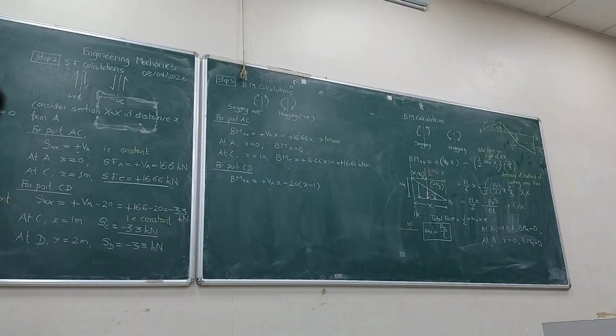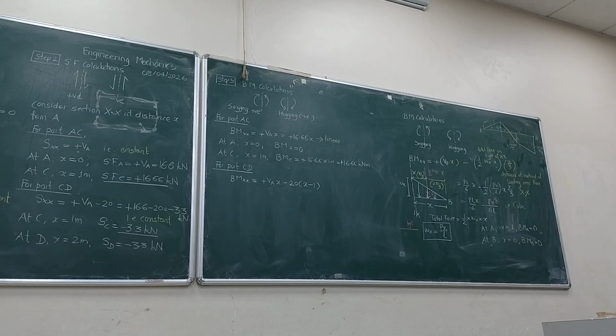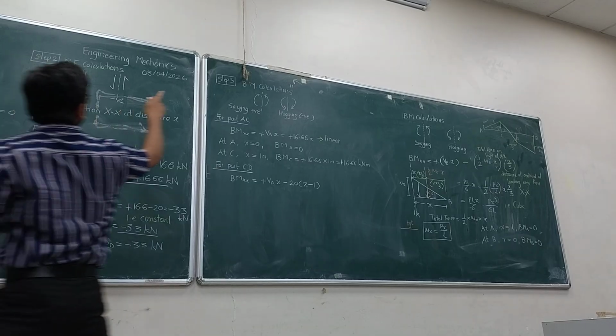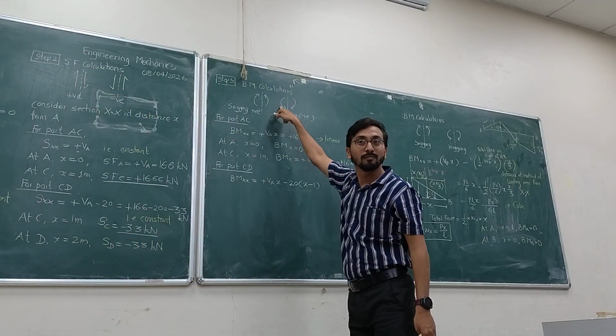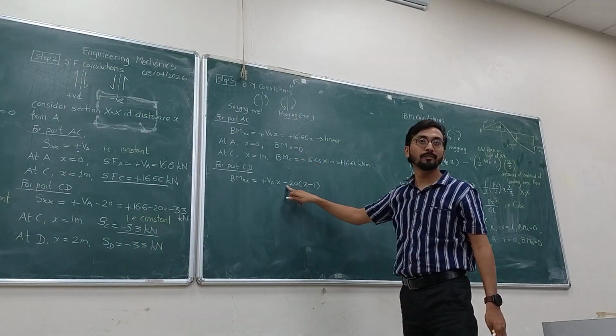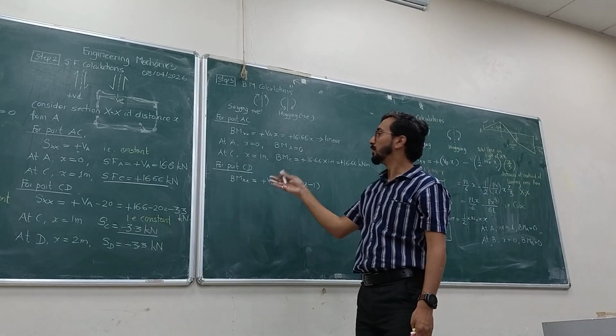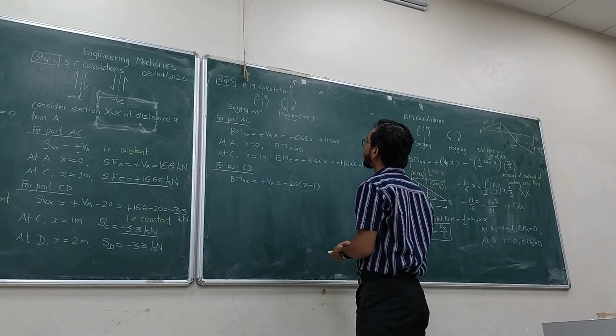Do you see this or not? See at this section, 20 kN is going downward, no? But it is trying to bend the beam downwards. So that is why it is hogging. Only minus. Okay, next. Is that clear? Yes. So what does this mean?